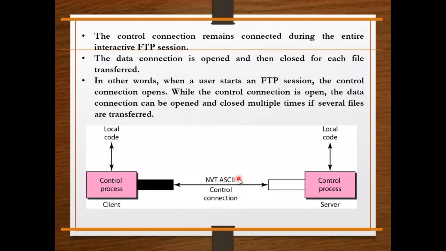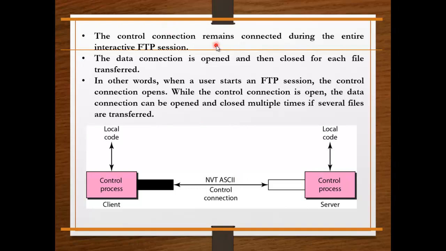There are different types of encoding mechanisms available. You would have studied in your information theory encoding: Manchester encoding, ASCII encoding, hexadecimal coding. All different types of coding are available. Here the control connection uses the encoding mechanism called ASCII, 7-bit ASCII.